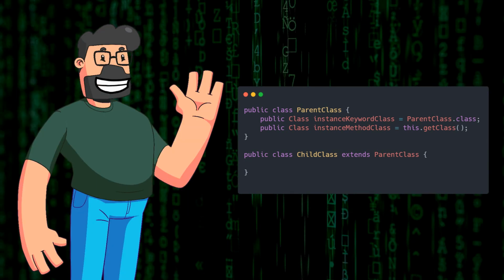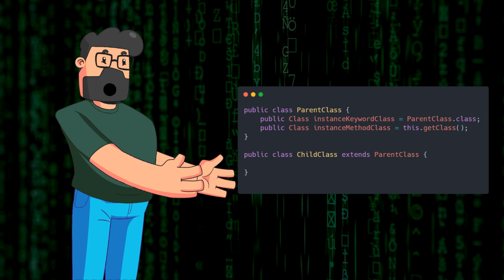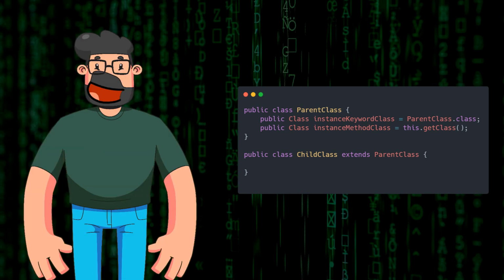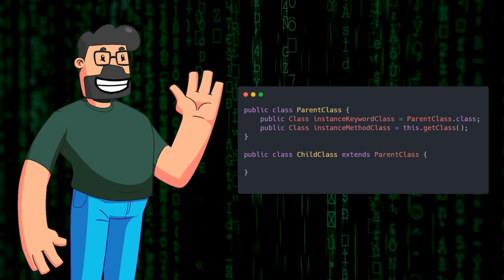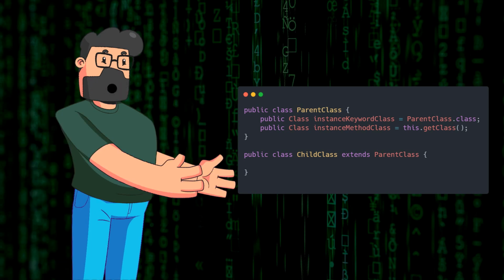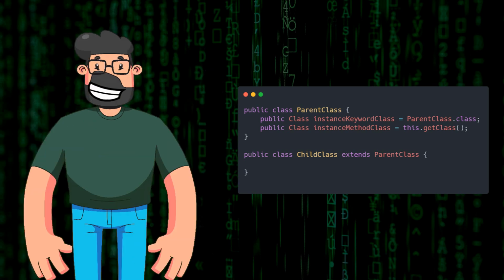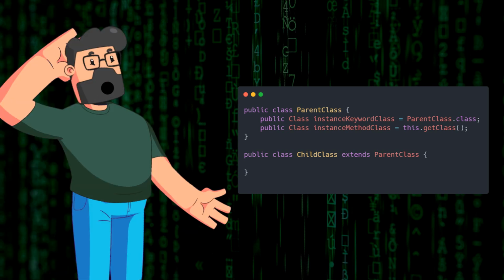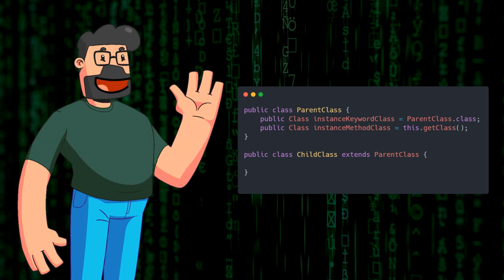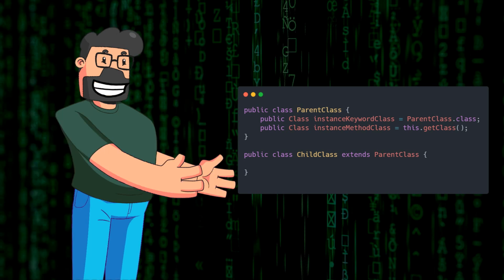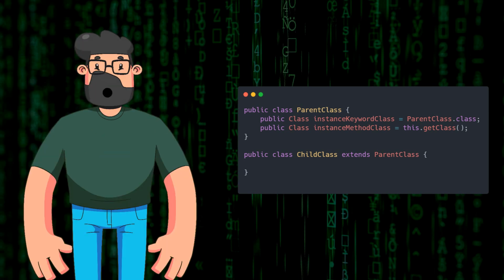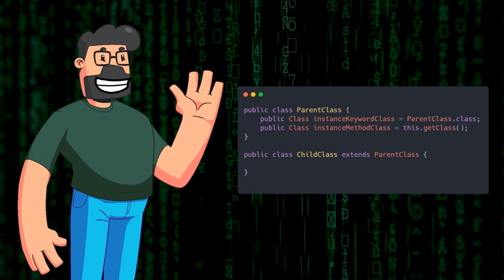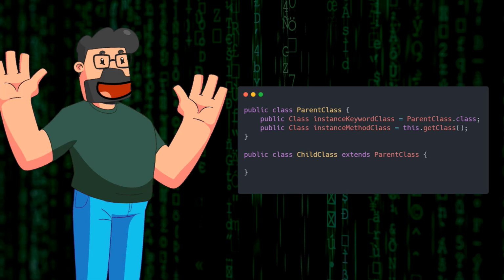In the code snippet, we have a parent class with two instance variables: instanceKeywordClass assigned to ParentClass.class and instanceMethodClass assigned to this.getClass. When a child class extends the parent class, the behavior changes. The instance keyword class will always point to the parent class, while the instance method class will reflect the class of the instantiated object, either parent class or child class. This showcases the difference between using a class literal and this.getClass in an inheritance scenario.